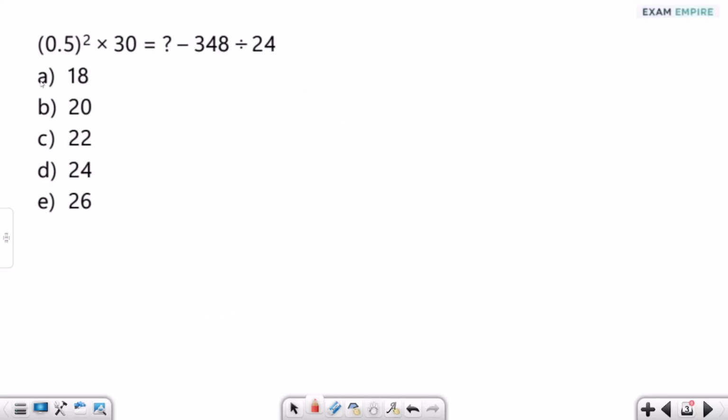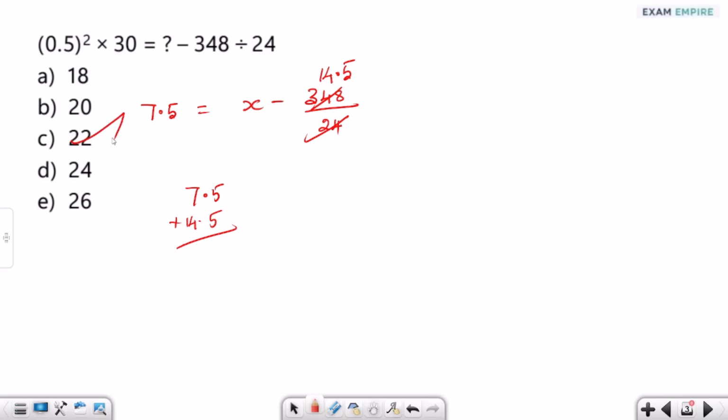Next. Okay, so 0.5 square into 30. So what is 0.5 square into 30? Which is nothing but 7.5. So 7.5 is equal to x minus 348 divided by 24. So this is like how many times? It is like 14.5 times. Okay, so value of x will be 7.5 plus 14.5, which is 22.